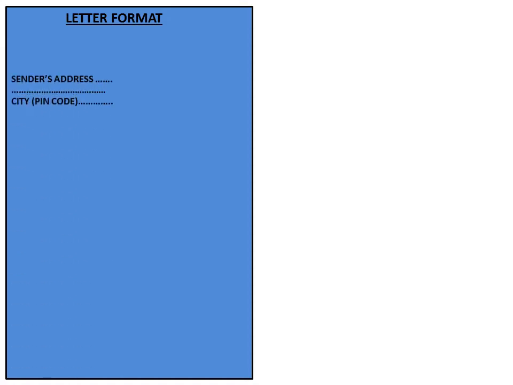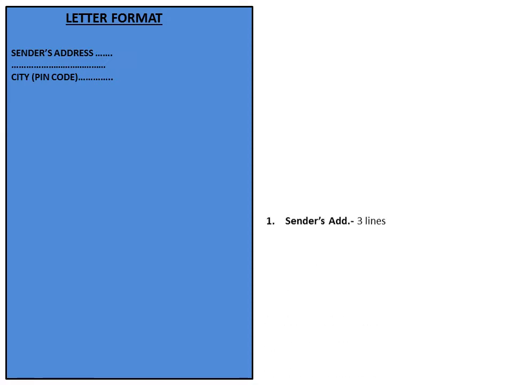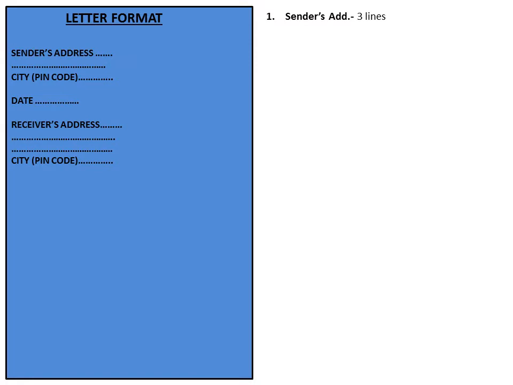Now the first thing that comes in the format is sender's address. Sender's address should always be written in 3 lines. After that you leave a line and write the date. Now children, when you write the date, do not put a heading or the word date. You simply write the date there. Next, after leaving a line, you have to write receiver's address, and receiver's address should be written in 4 lines. After receiver's address comes subject. Subject should always be underlined.